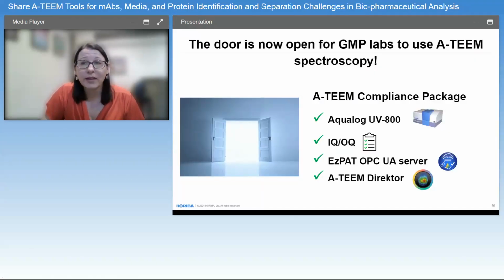And so with the A-TEEM compliance package, the instrument qualification, installation and operational qualification, with OPC-UA for the EasyPAT server, which fits into existing PAT software, and A-TEEM Director multivariate analysis, we can now really say that the door is open for using A-TEEM as a tool in GMP labs.